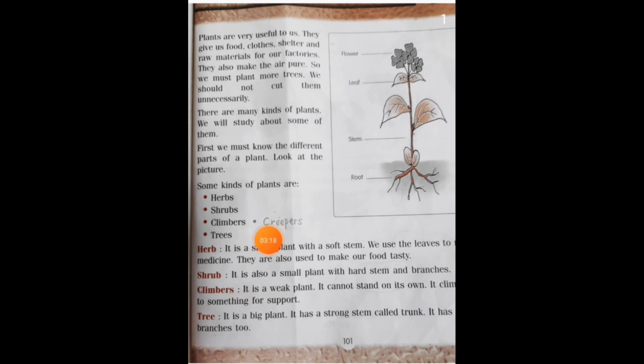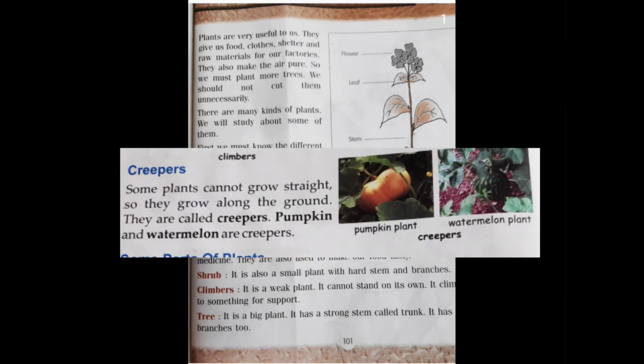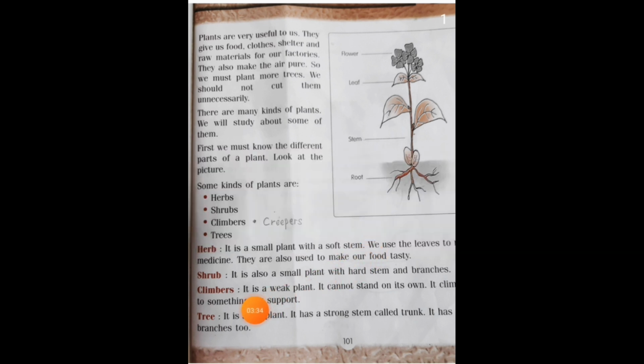Now one more kind of plant is the creeper. So what are creepers? You can see some plants cannot grow straight, so they grow along the ground. They are called creepers. Examples are pumpkin and watermelon.